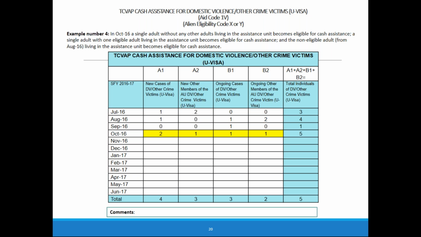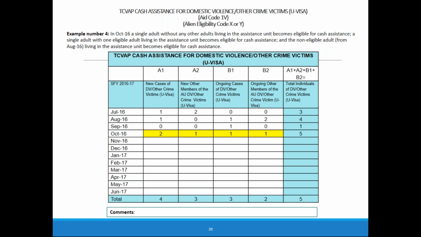Example number four. In October 2016, a single adult without any other adults living in the assistance unit becomes eligible for cash assistance. Also, a single adult with one eligible adult living in the assistance unit becomes eligible for cash assistance. And the non-eligible adult from August 16 living in the assistance unit becomes eligible for cash assistance starting October 16. Note that in this example, there are three cases with a different situation.